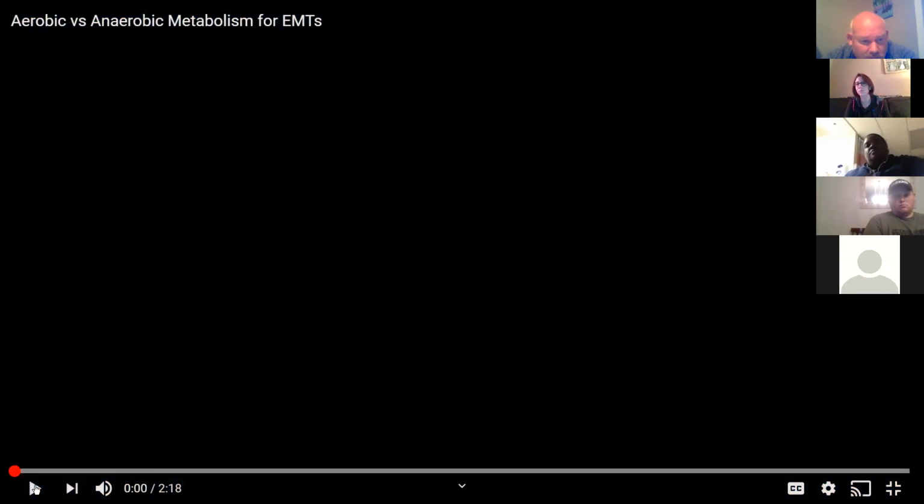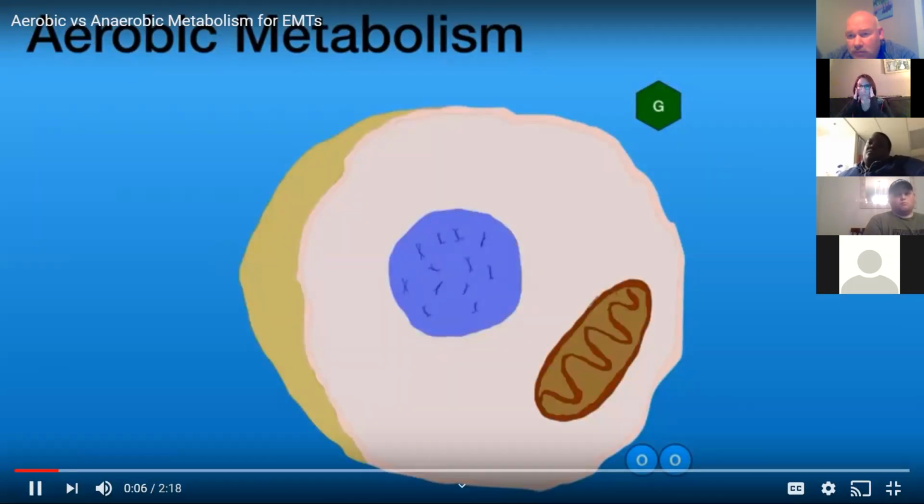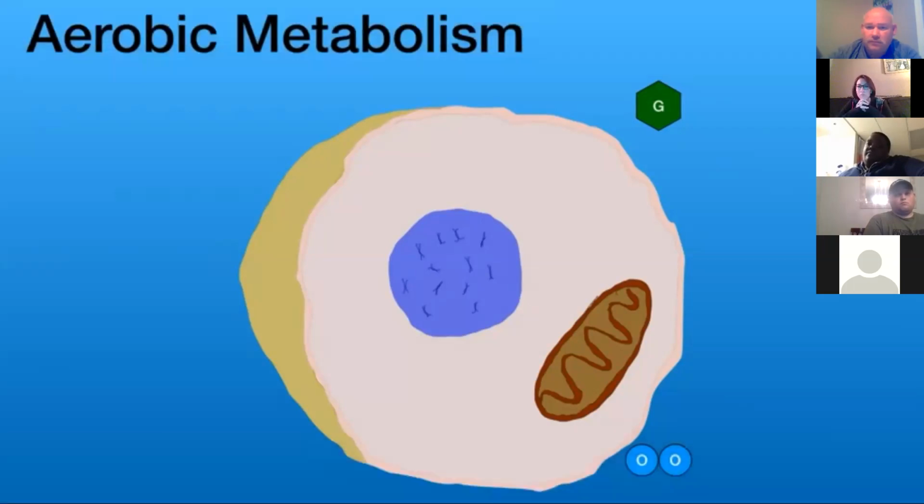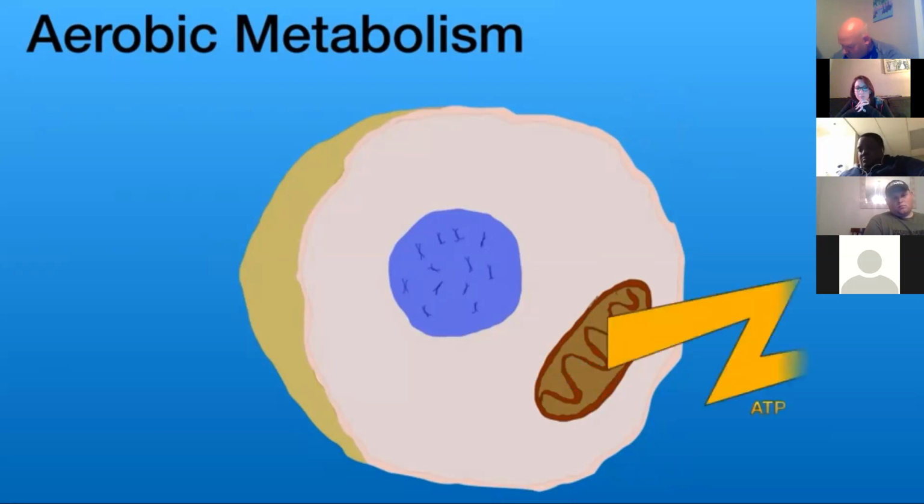I wanted to do a short video for my EMT students to help describe aerobic versus anaerobic metabolism. I always remembered aerobic metabolism because aerobic means it has air, which means it has oxygen. So we take glucose and oxygen and we make energy. The glucose needs insulin to move inside the cell, and then it goes to the mitochondria. Oxygen will then also diffuse into the mitochondria. Inside the mitochondria, these two go through a chemical reaction, and a large amount of ATP is given off.